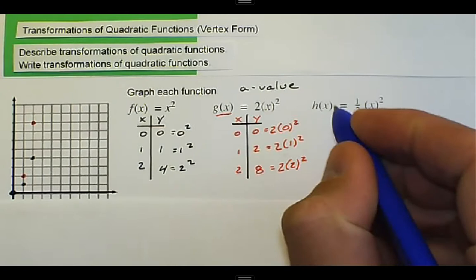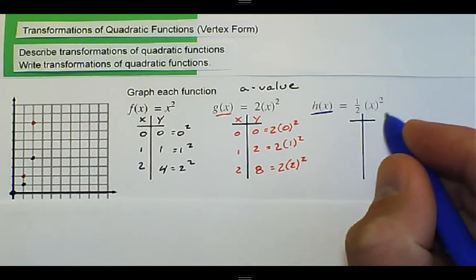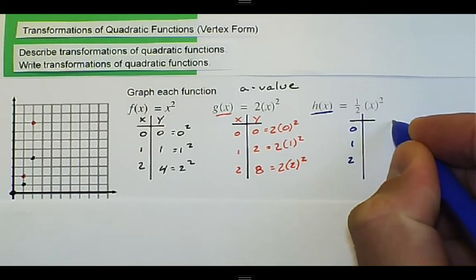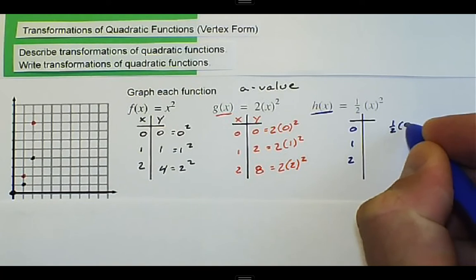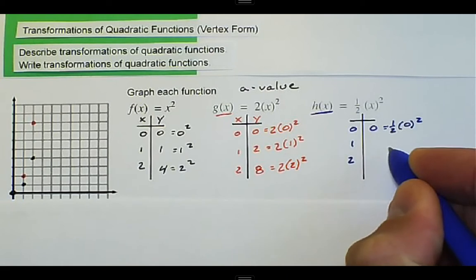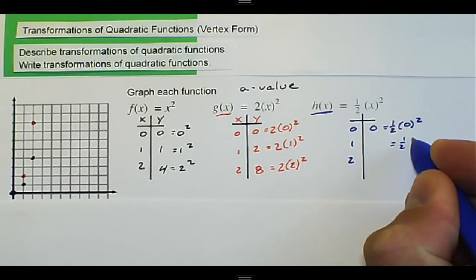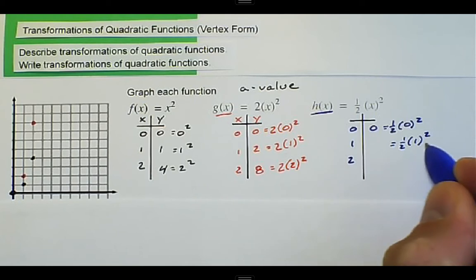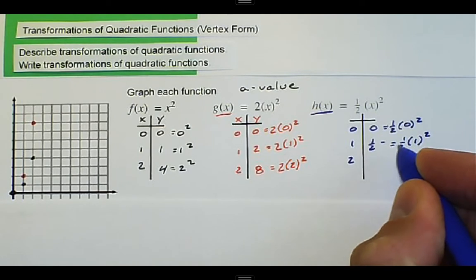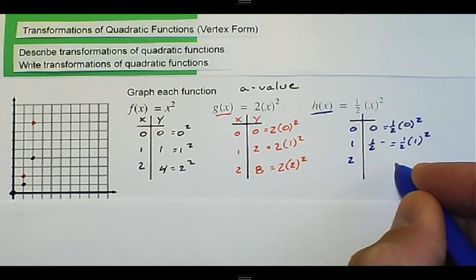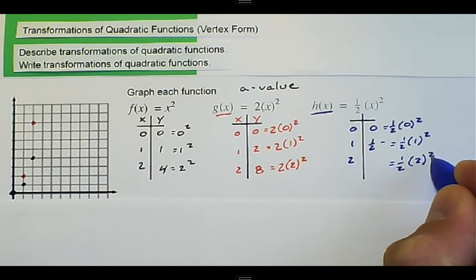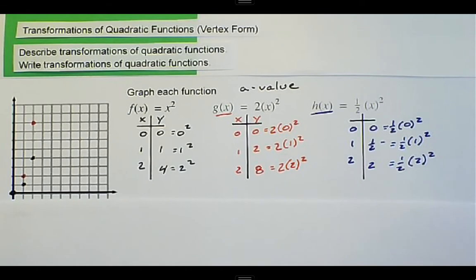And then the last one we can work with is h of x here. We're going to do the same thing that we did with the 0, 1, and 2. And we will do 1/2 times 0 squared. 0 squared is 0 times 1/2. That is still equal to 0. 1/2 times 1 squared. 1 squared is 1 times 1/2. That is 1/2. And 1/2 times 2 squared. 2 squared is 4 times 1/2. That is equal to 2.